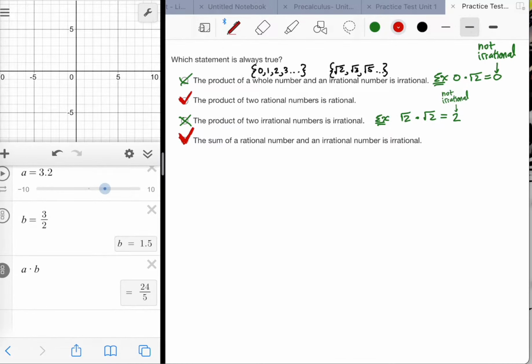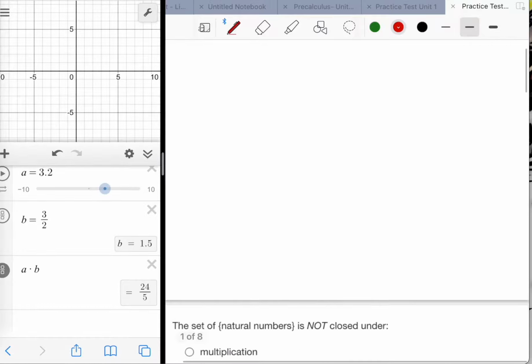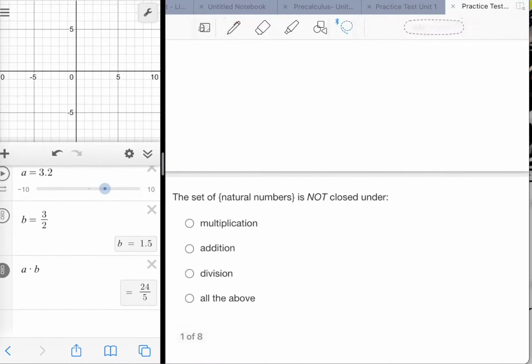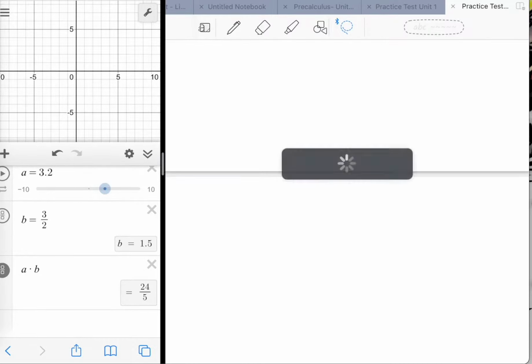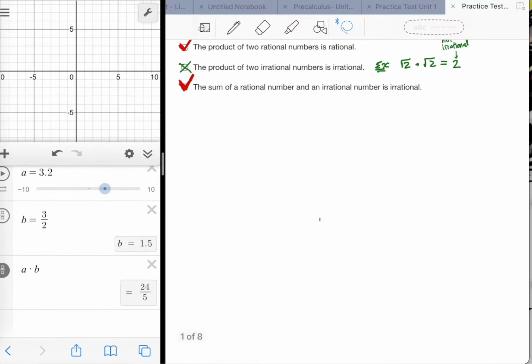All right, so moving on to number 2. I'm actually going to move number 2 up to number 1 so I don't have to scroll too much. Cut and paste.